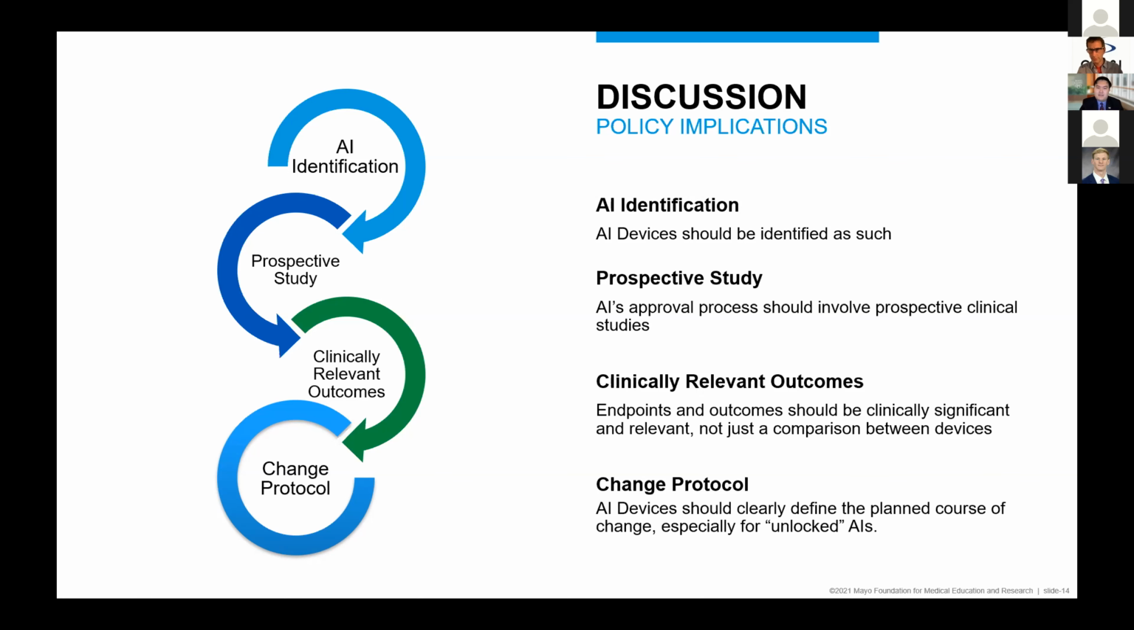Lastly, we recommend manufacturers to develop an approved change protocol where they state and disclose how they expect the device to change, especially in the future when we expect what's called unlocked algorithms, where the algorithm itself actually learns and changes as it gains new information.